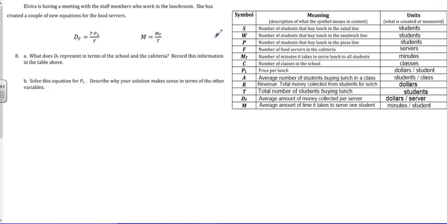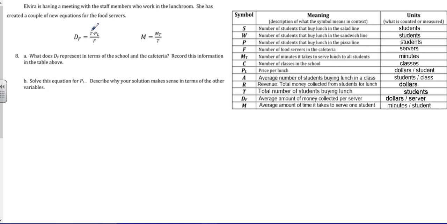Elvira is having a meeting with the staff members who work in the lunchroom. She's created a couple of new equations for the food servers. What does D sub F represent in terms of the school and the cafeteria? Record this information in the table above. So D sub F is a variable, and the F is a subscript, which is why I'm saying D sub F. So let's make sure we understand what D sub F represents.